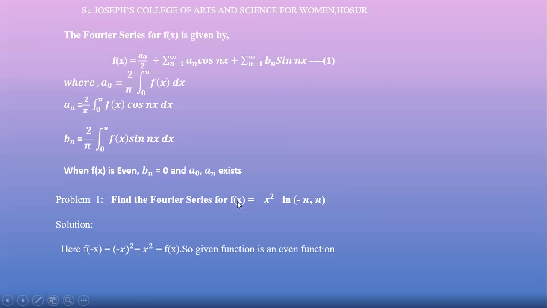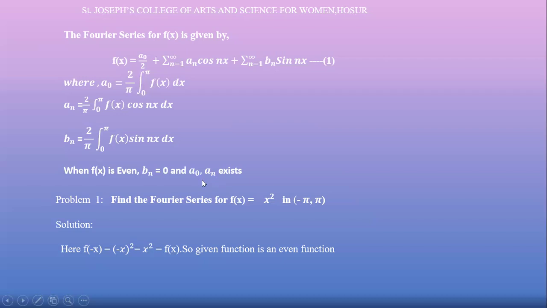First problem: find the Fourier series for f of x equal to x square in the interval minus pi to pi. From the problem, f of x equals x square. Replacing x by minus x, we get f of minus x equal to minus x the whole square, which is equal to x square, which is nothing but f of x. So this function is an even function, and we are going to find only a naught and a n here. Since it is even, b n is equal to 0.